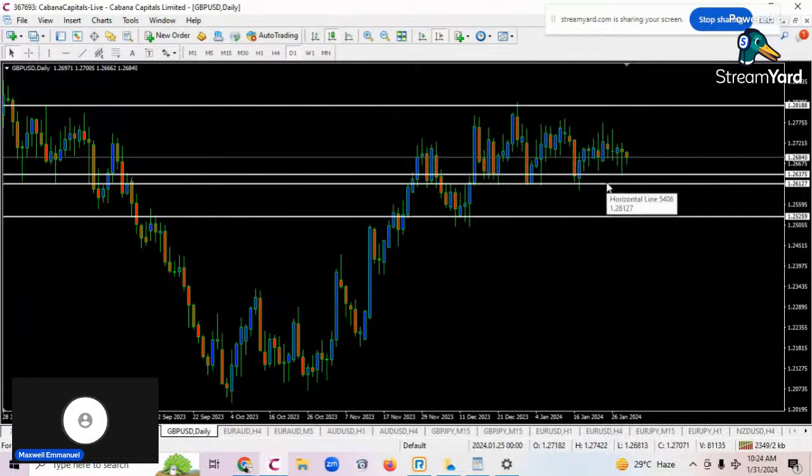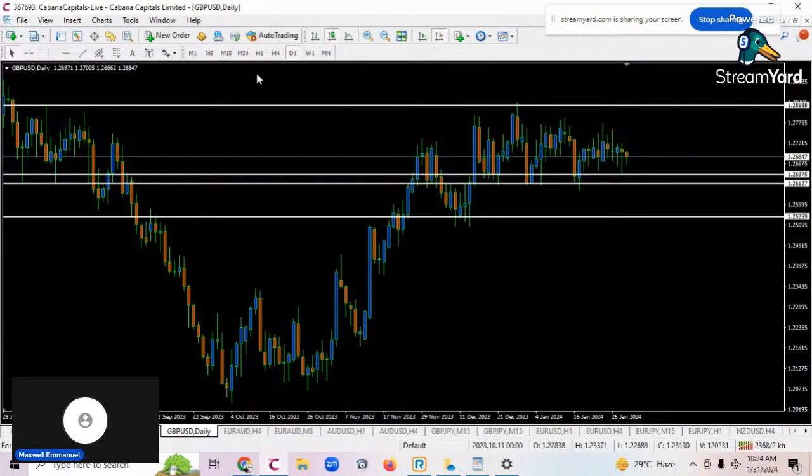Support zone. We would consider selling if this support zone is broken. That would be the right time to consider selling GBP USD. At the moment, this support is still very valid, right? Until this support is broken, we can't sell GBP USD.